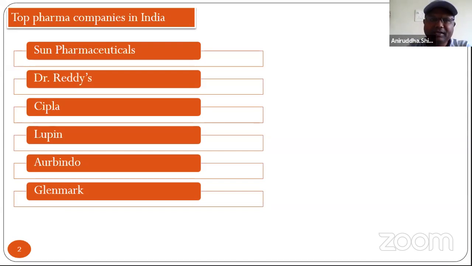The key players in the pharmaceutical industry in India include Sun Pharmaceutical Industries, the key players having a huge volume of manufacturing, very good revenue, and market capitalization of more than 50,000 crore. I have not presented them here in ascending order of their market capitalization. These are the key players, but Sun Pharma, Reddy's, Lupin and Cipla are the major players.